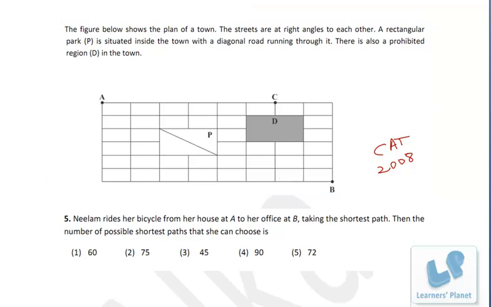The figure shows the plan of a town. The streets are at right angles to each other. A rectangular park P is situated inside the town with a diagonal road running through it. There is also a prohibited region in the town, that's D.